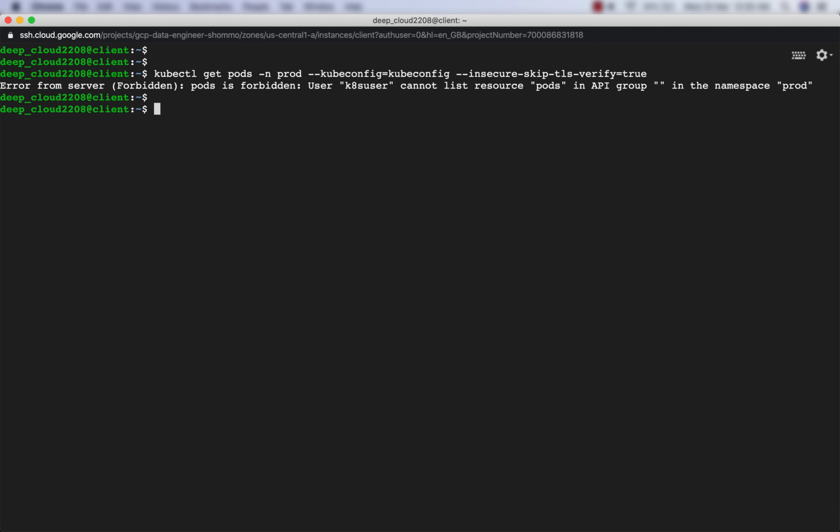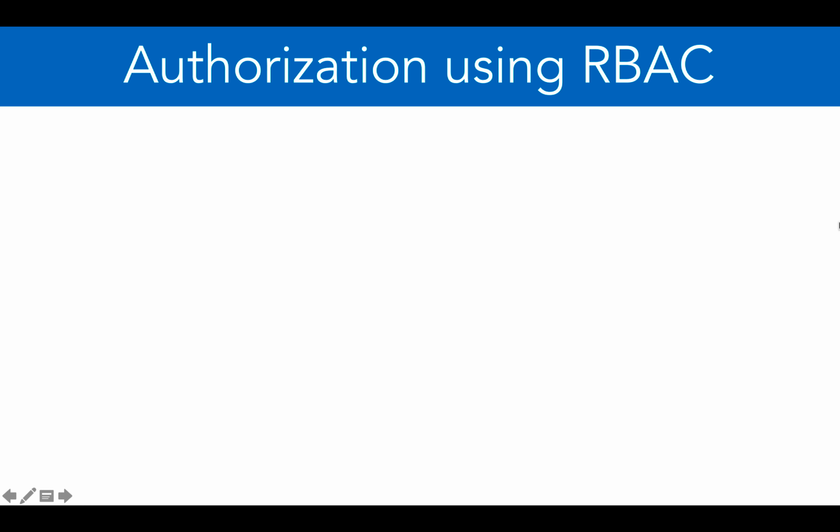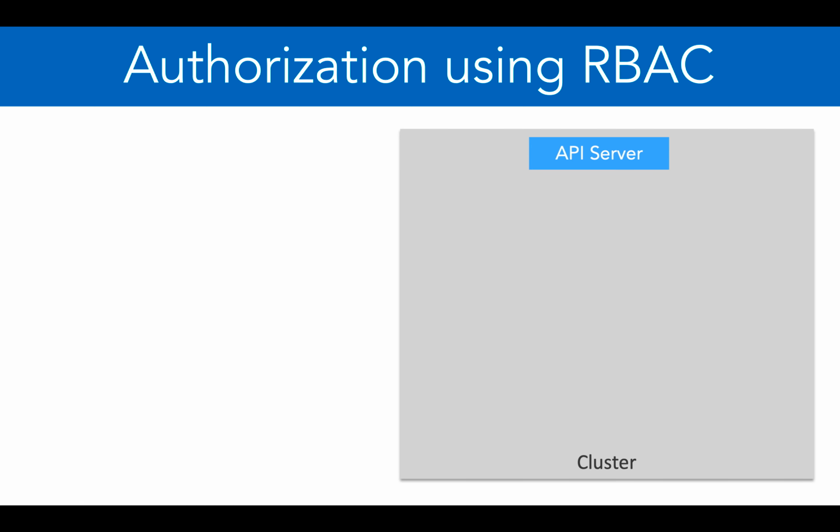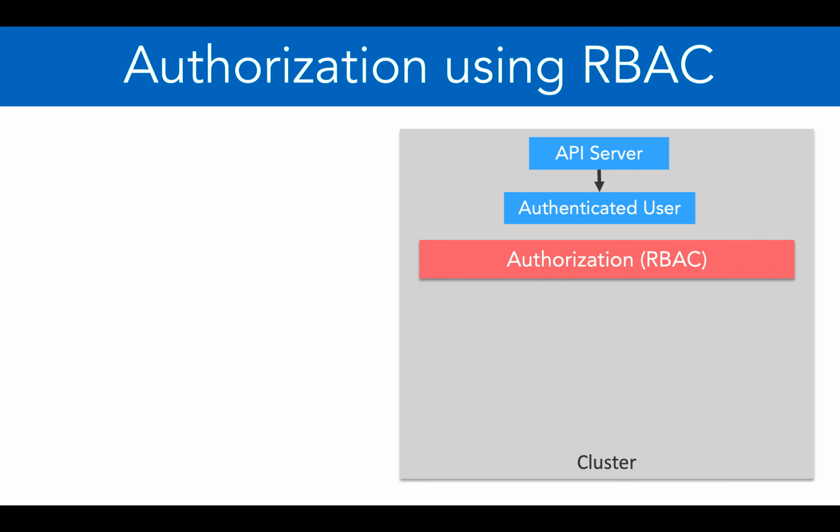Now to fix this, we have to use authorization, and in Kubernetes we get it using RBAC, or role-based access control. So we have this cluster and the API server, and we have authenticated the API server, so the user is authenticated. Now to access the resources in the cluster, it has to go through the authorization layer, which is provided by RBAC. Once you're authorized, then this authenticated user can create pods, deployments or services, can delete pods, deployments and services, and any other actions whatsoever.